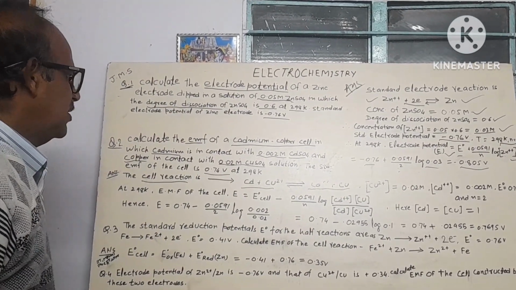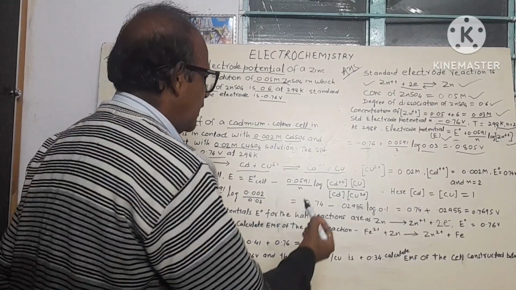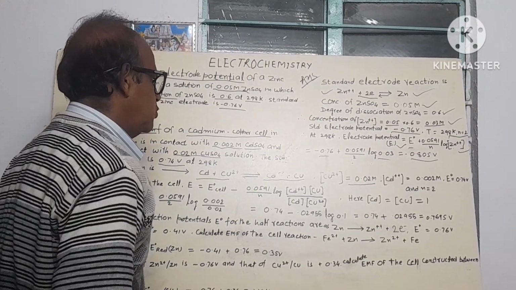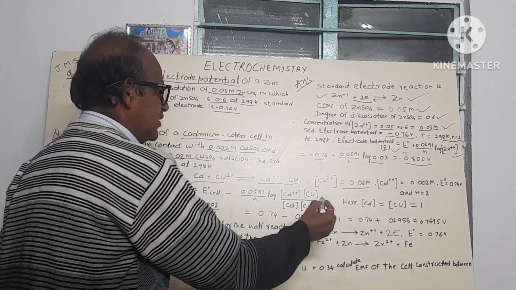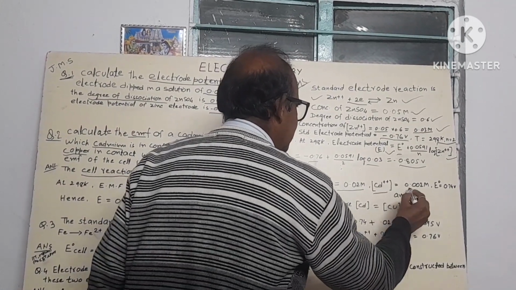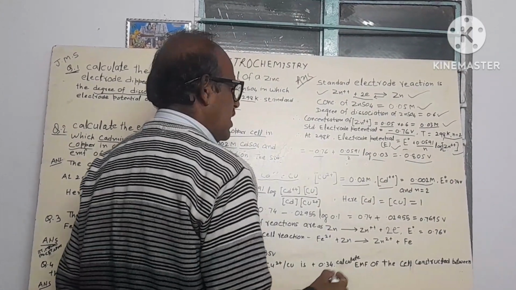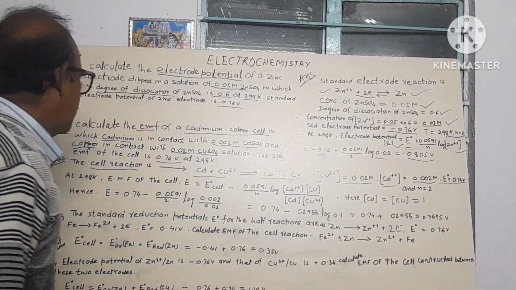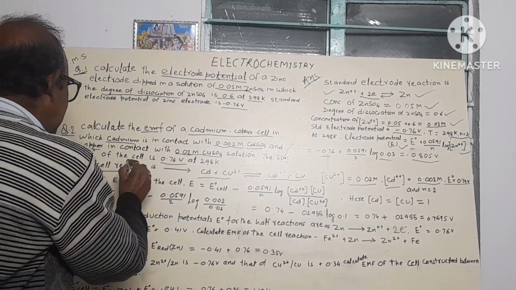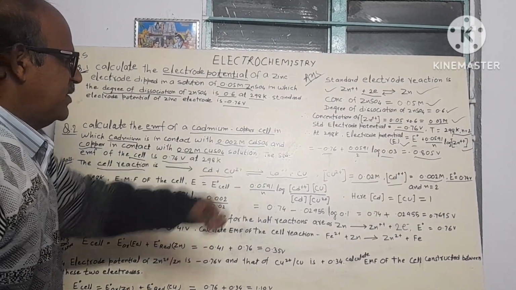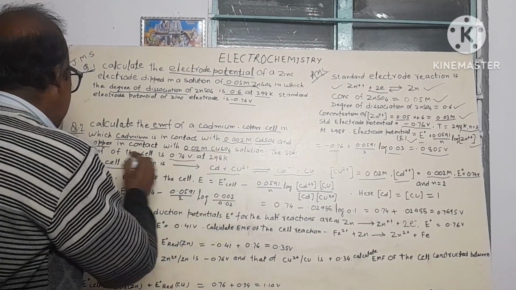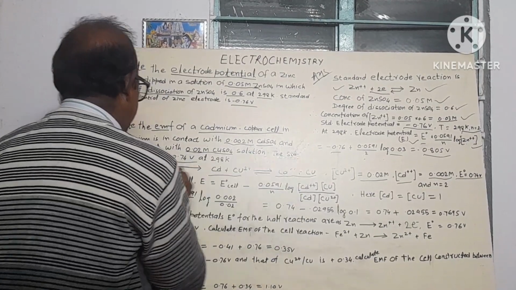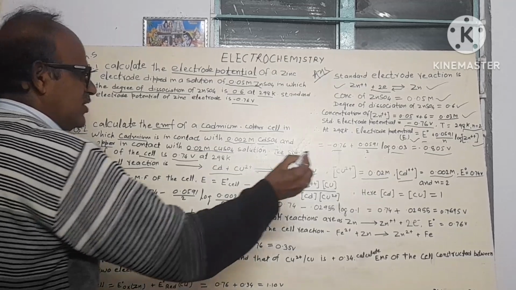After that, what you have to do? Here the copper ion concentration is given as 0.02 m. The cadmium ion concentration is given as 0.002 m. And the standard EMF of the cell is given as 0.74 volt.